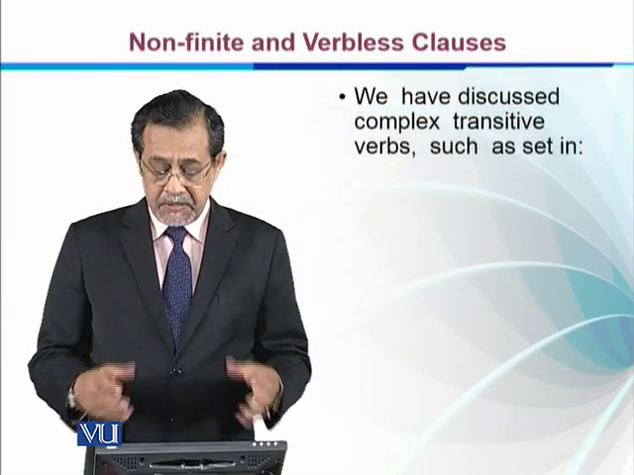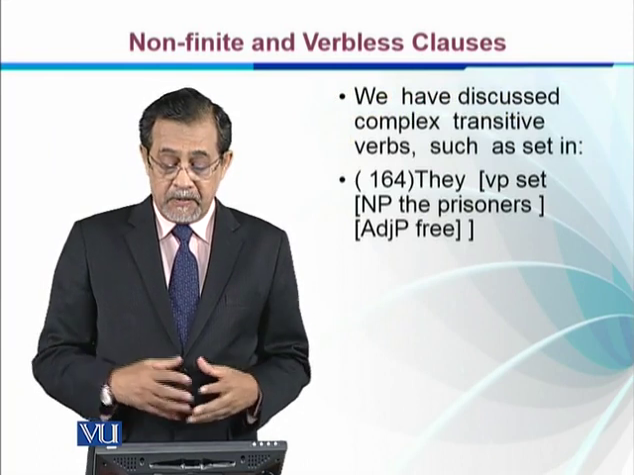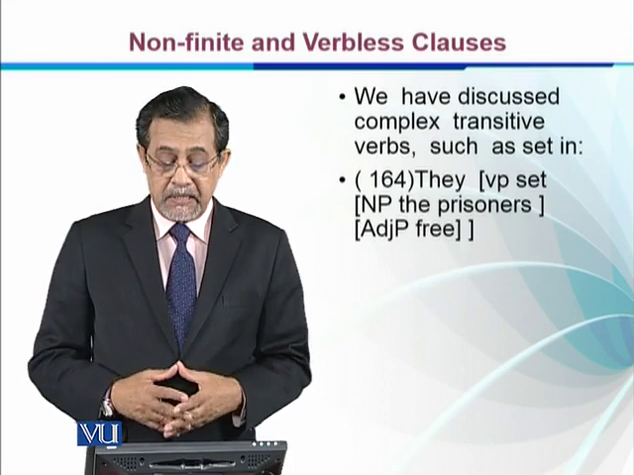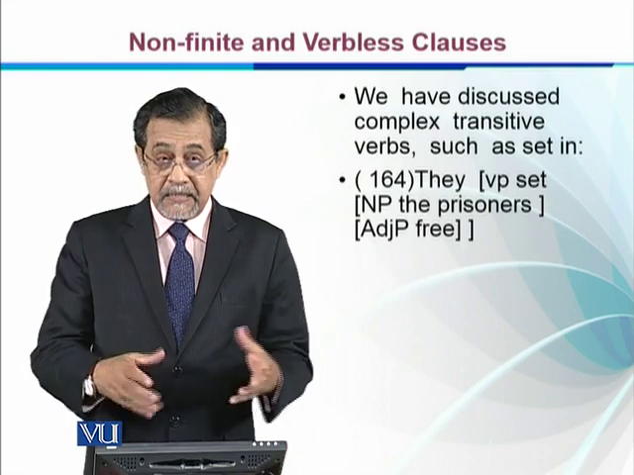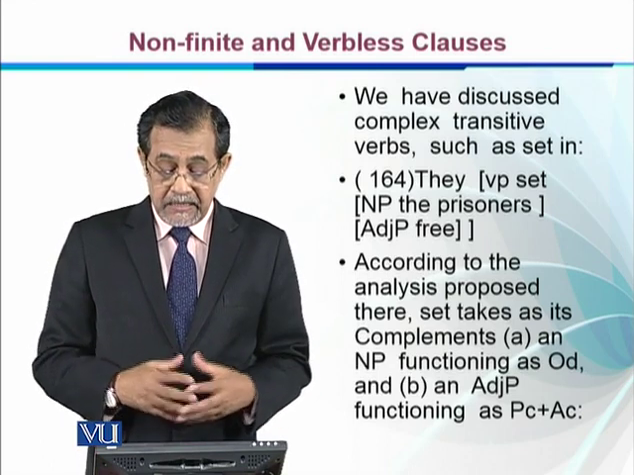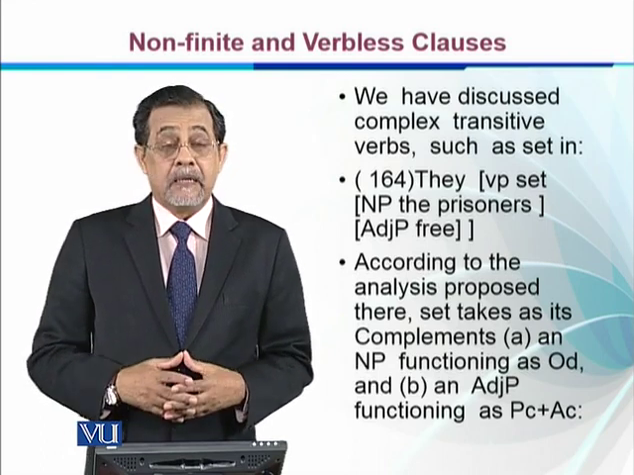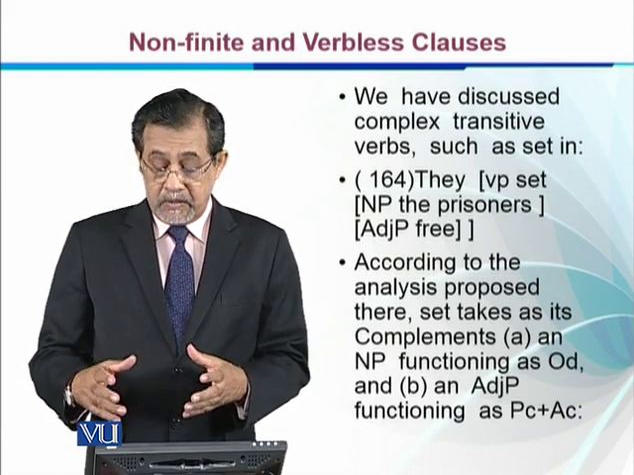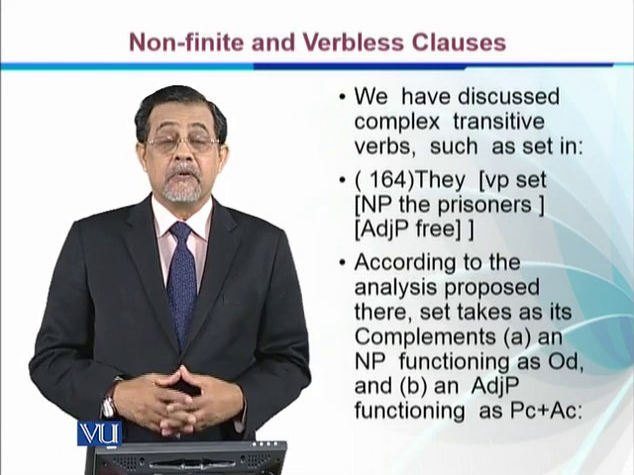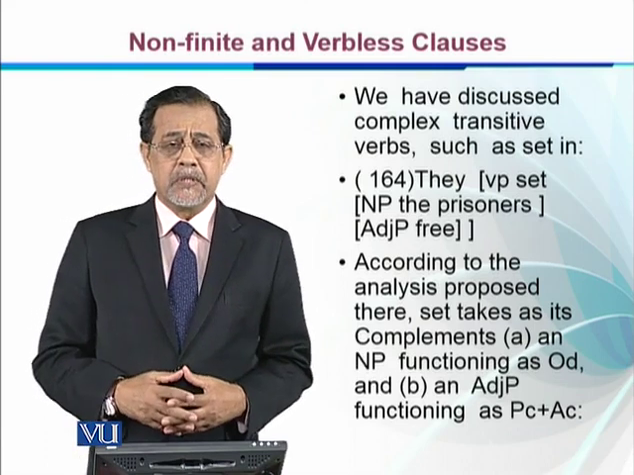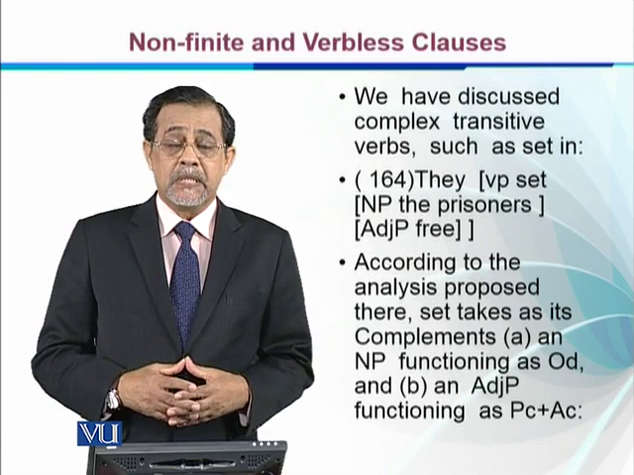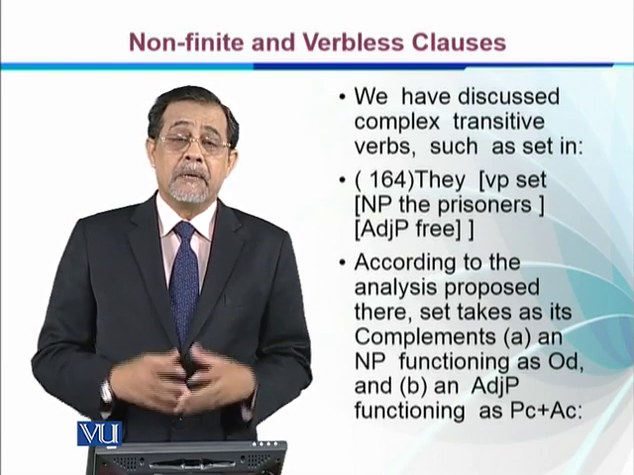So we previously discussed a sentence: They set the prisoners free, in which the verb is complex transitive. We have bracketed it, with set as a verb phrase which has a noun phrase the prisoners and an adjective phrase free. And there we proposed that it has similarity with the previously discussed pattern. So we propose in the analysis that set takes a noun phrase functioning as a direct object, and an adjective phrase which functions as a predicative complement. So we can say that there are certain types of clauses in which the verb is not found or not visible, and they are non-finite clauses, and being non-finite they sometimes lack their verb.